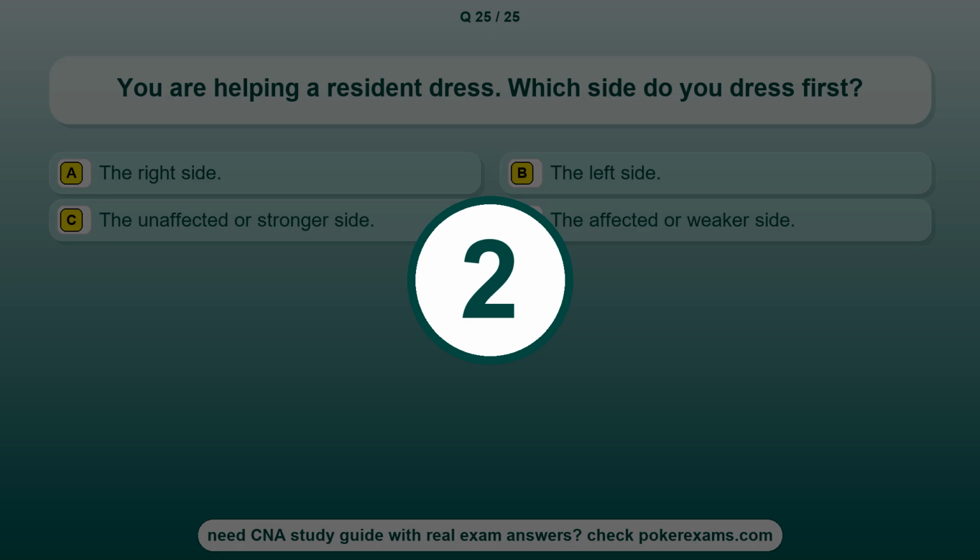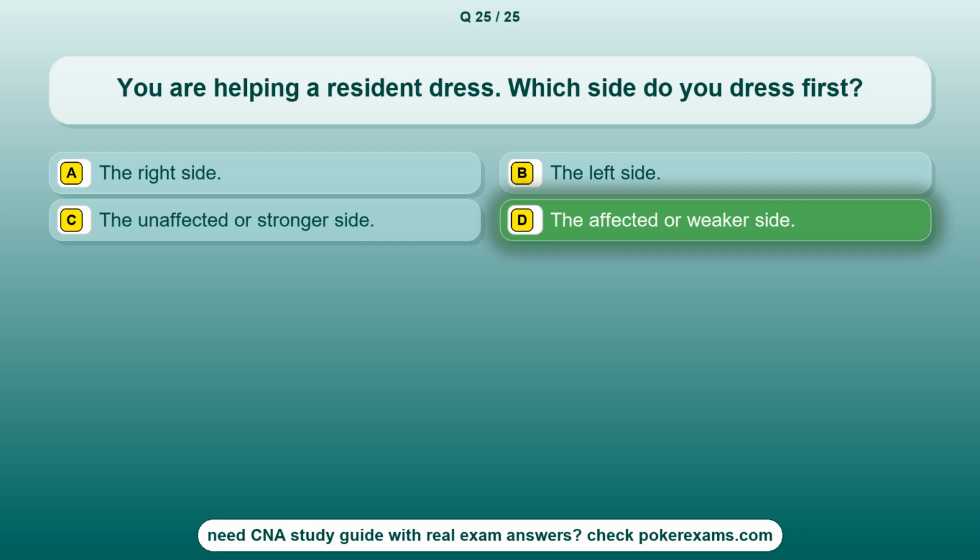The correct answer is option D. The affected or weaker side.